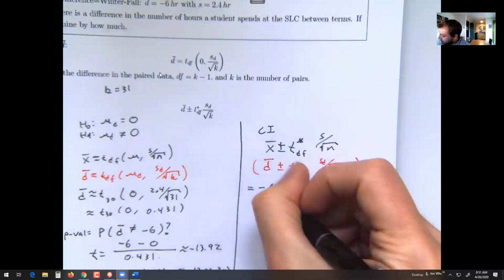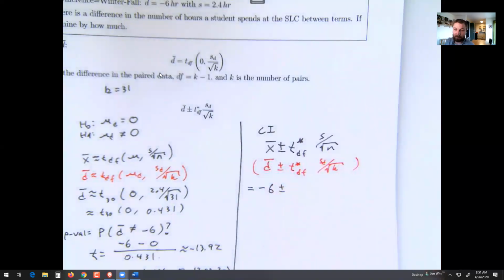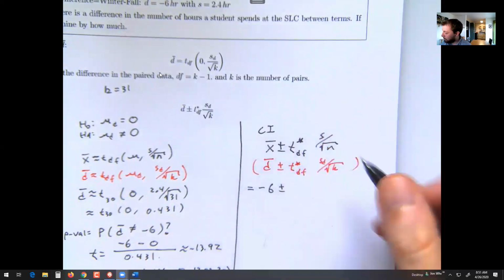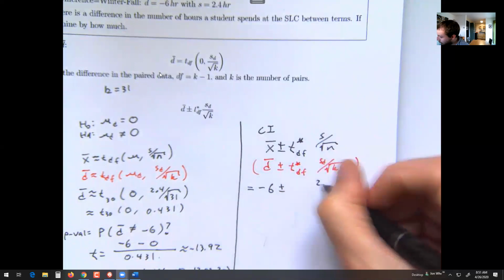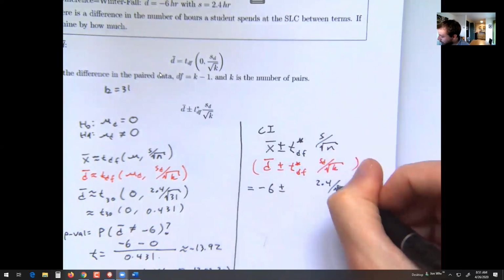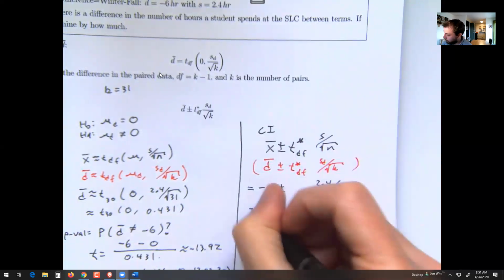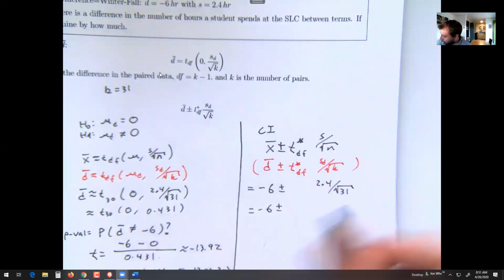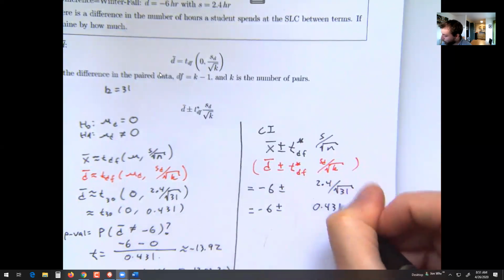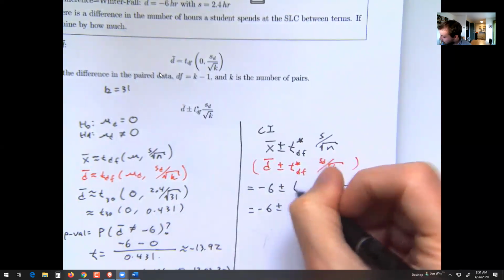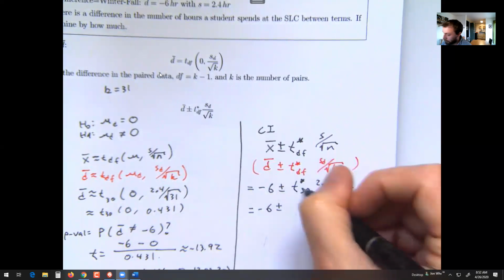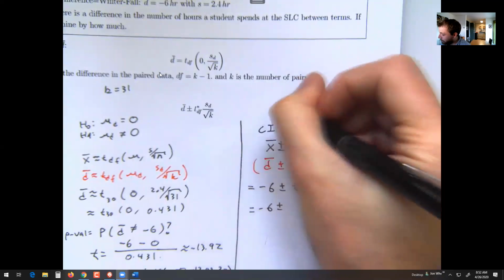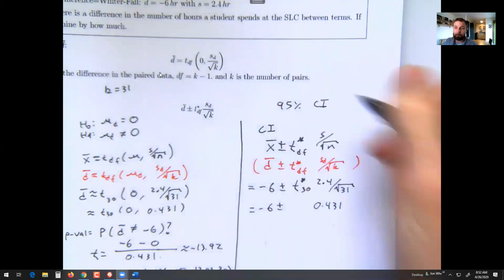My sample difference on average was -6. I'll circle back to this t star critical value thing. My standard deviation was 2.4 over the square root of my k, which is 31. I actually know what the standard error is. I did it over here. This is 0.431. So I really just need this t star for 30 degrees of freedom. And let's create a 95% confidence interval here.